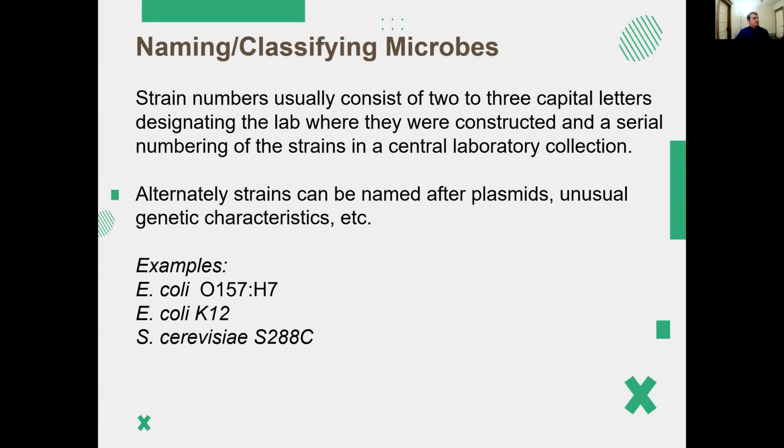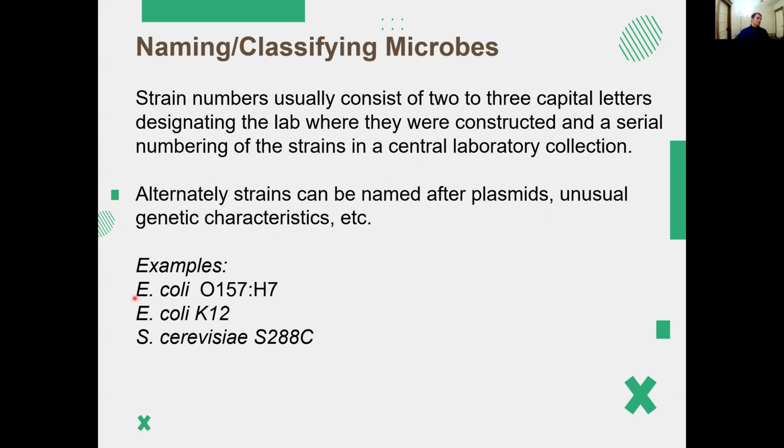Strain numbers, this is the last one of the last slides, getting to the end here. Strain numbers usually consist of 2 or 3 capital letters designating the lab where they were constructed, and a serial number of the strains in the central laboratory collection. Alternatively, strains can also be named after plasmids or unusual characteristics, etc.